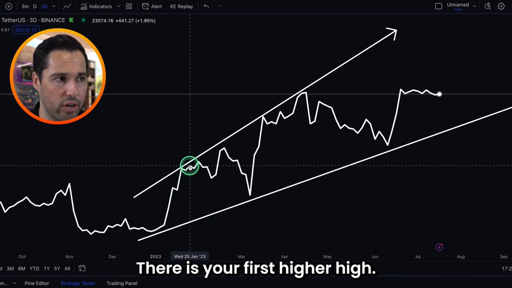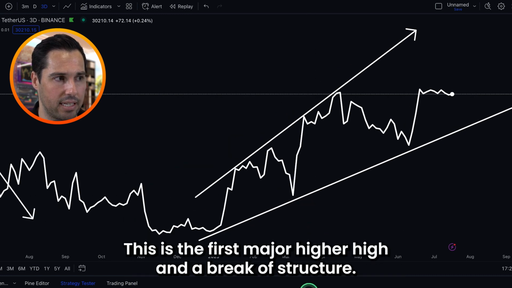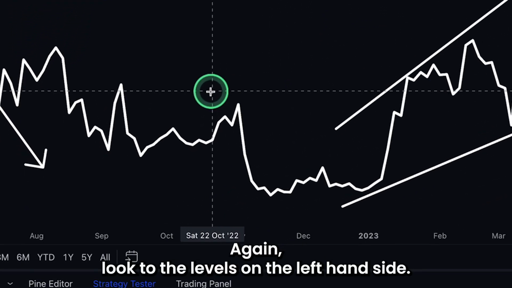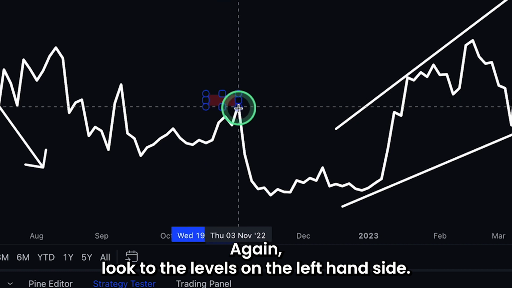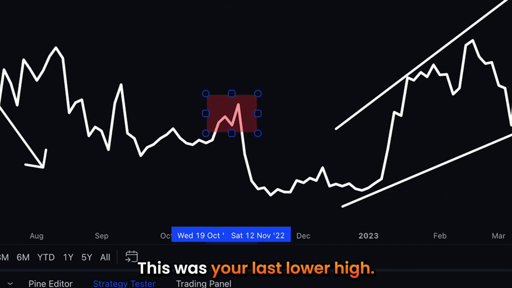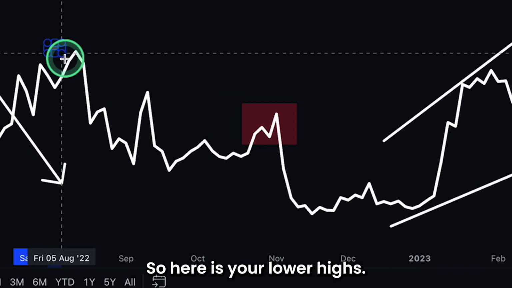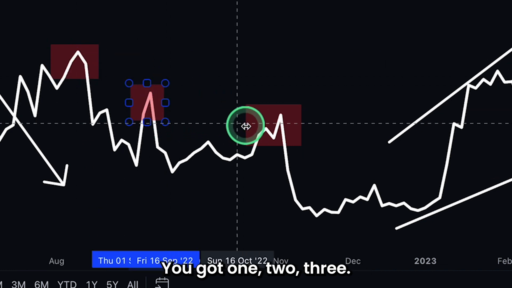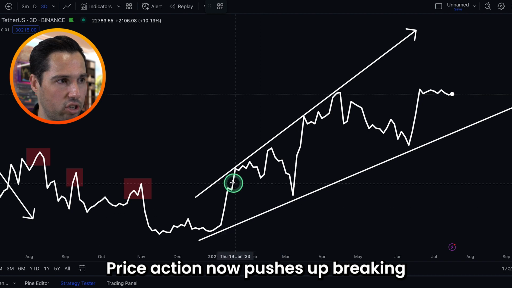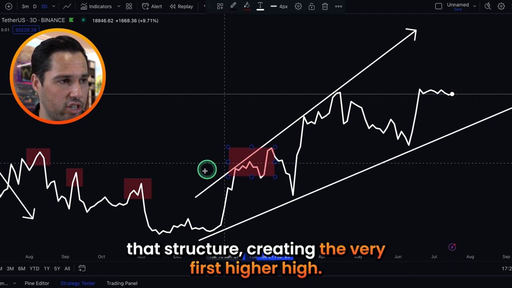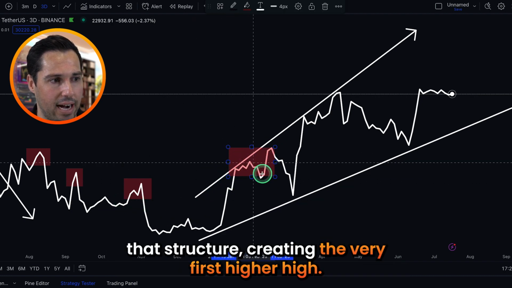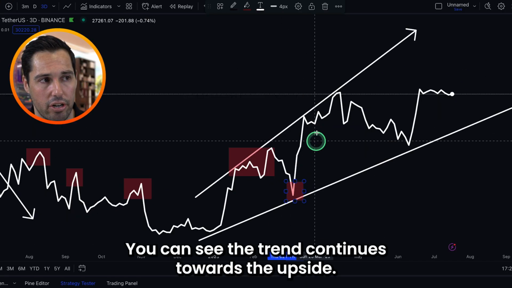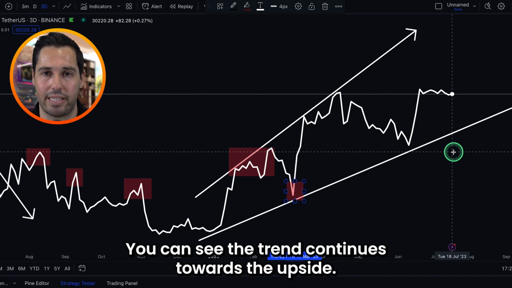There is your first higher high. How do we know that this is the first major high and a break of structure? Again, look to the levels on the left-hand side. This was your last lower high. So here's your lower highs. Here's your next lower high. You got 1, 2, 3. Price action now pushes up, breaking that structure, creating the very first higher high. Here's your next higher low. And there you go. You can see the trend continues towards the upside.